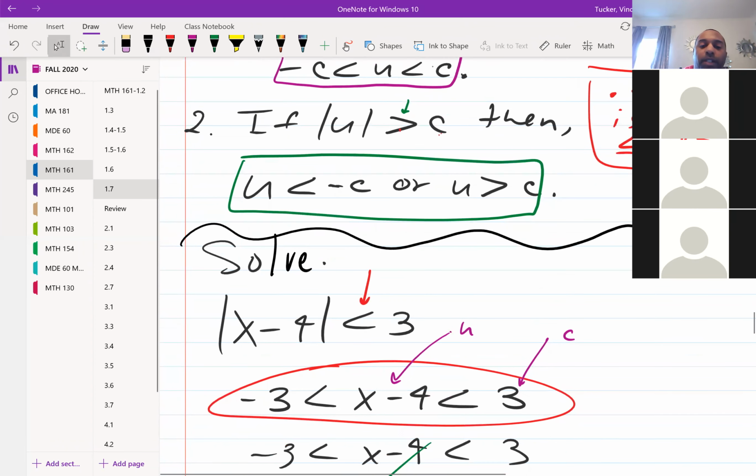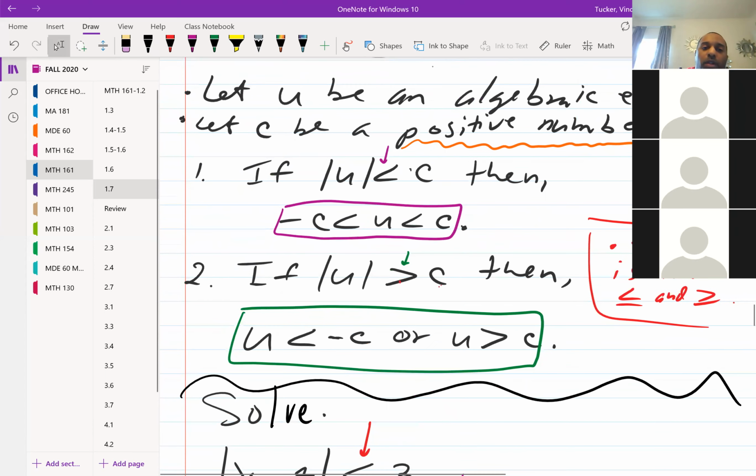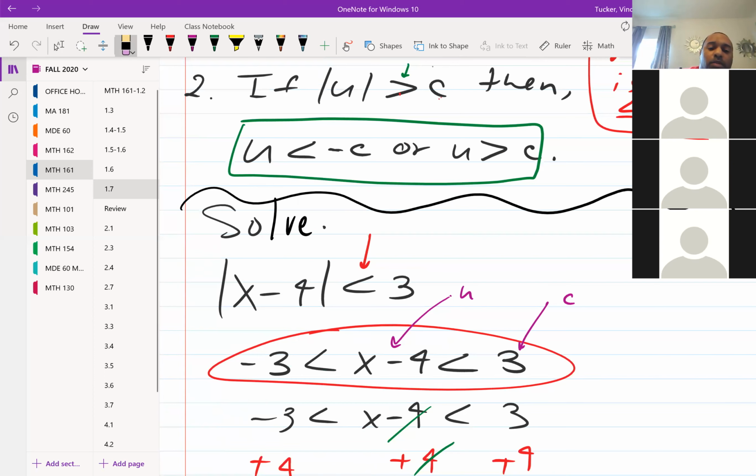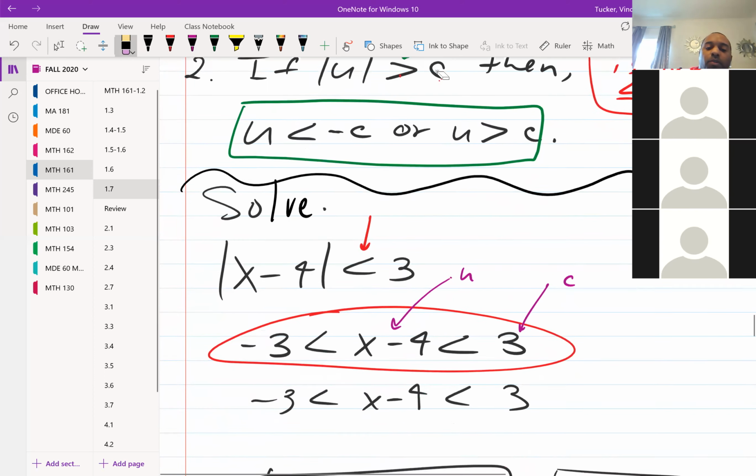So you take what's inside of the absolute value and you would do less than the positive 3 and then greater than the negative 3. So the middle quantity is our U and that 3 is our C, if you're comparing it to this right here. All right, any questions on the setup?